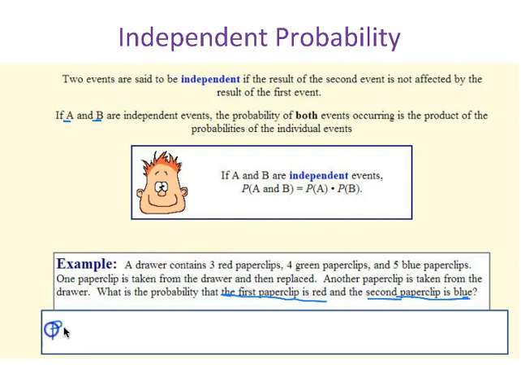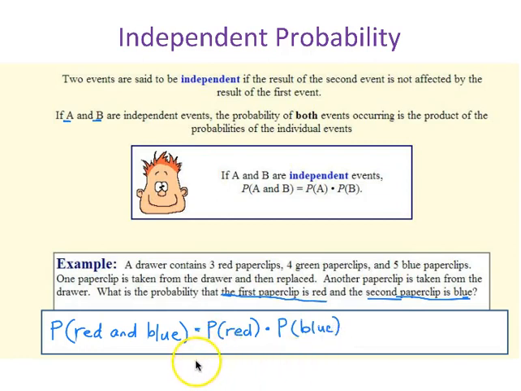So we want to find the probability of getting a red and a blue paper clip. In order to do that, we're first going to find the probability of just choosing a red one. And we're going to multiply that times the probability of choosing a blue one.